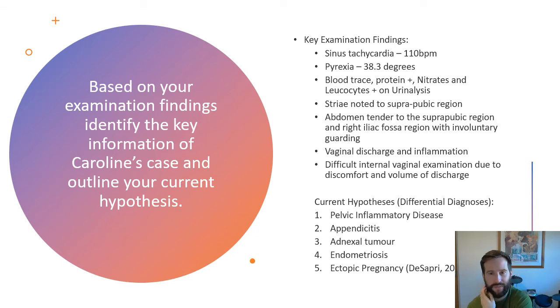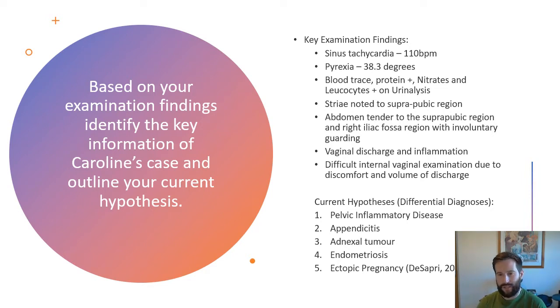Based on our examination findings, we know that she has sinus tachycardia with a heartbeat of 110 beats per minute. She has pyrexia, with a temperature of 38.3. We have some abnormalities on urinalysis and some striae noted on the suprapubic region, with abdominal tenderness over the suprapubic region, with some right iliac fossa involuntary guarding. She's also got some vaginal discharge and inflammation, and it was a difficult internal vaginal examination due to discomfort and the volume of discharge present in the vagina.